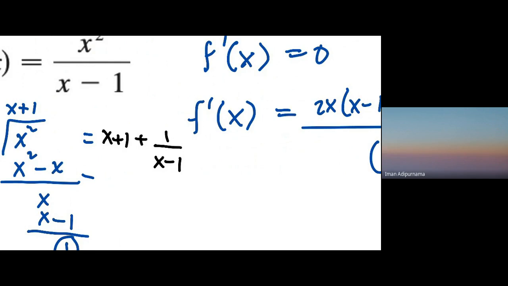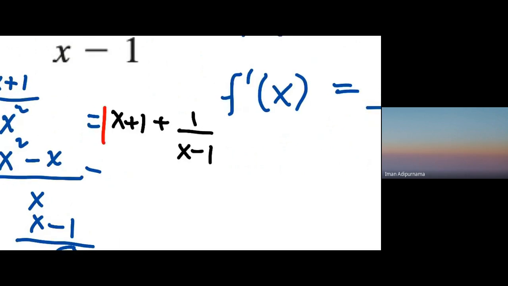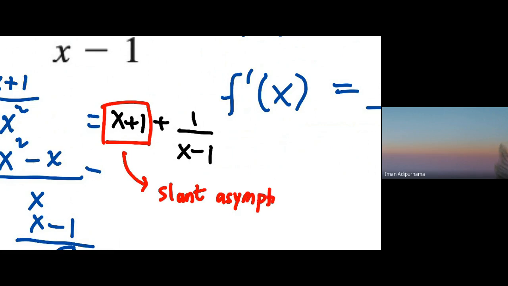And from here you can also look at this. I haven't told you before, this x plus 1 here is also an asymptote, but it's not vertical, not horizontal. We call this a slant asymptote. So the asymptote has a linear equation. It will be like this or maybe like this, the slant asymptote.